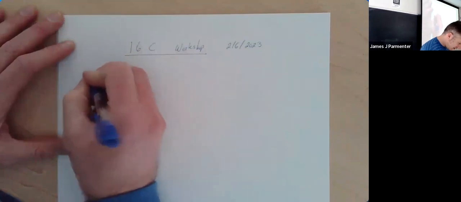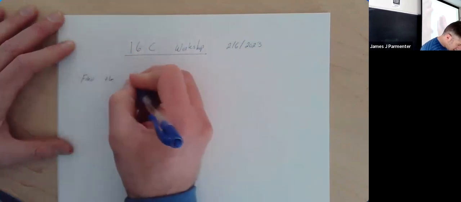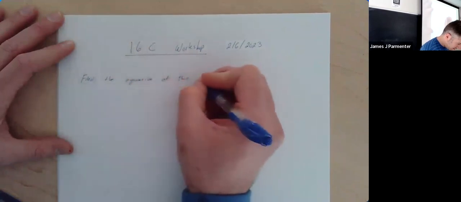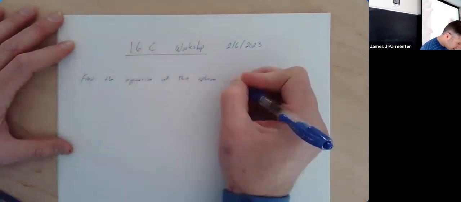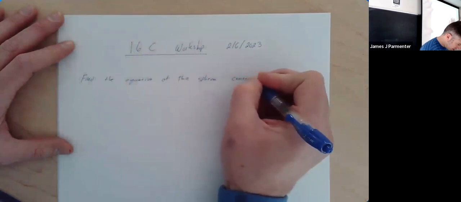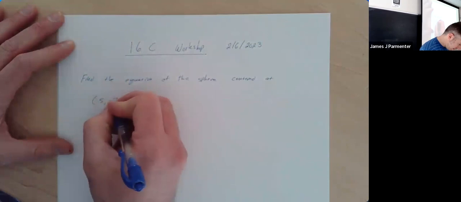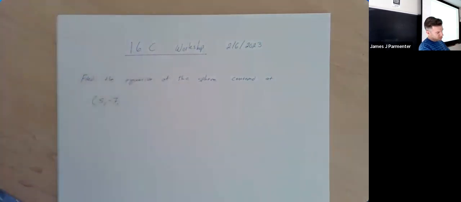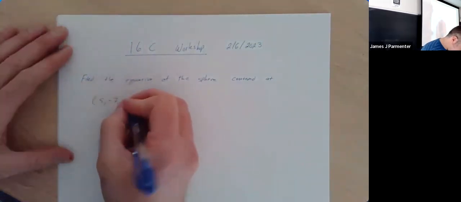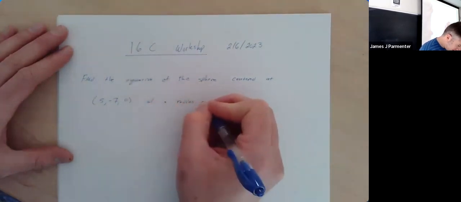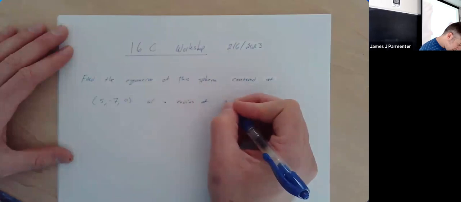Find the equation of the sphere centered at the point 5, -7, 0 with a radius of 8.